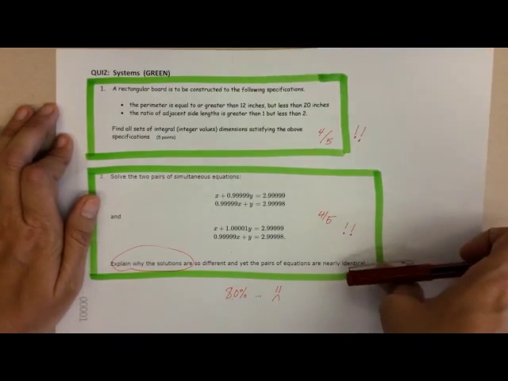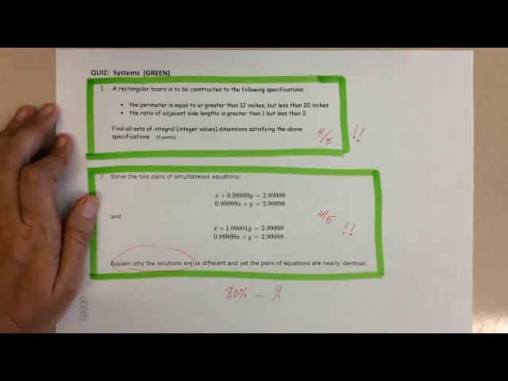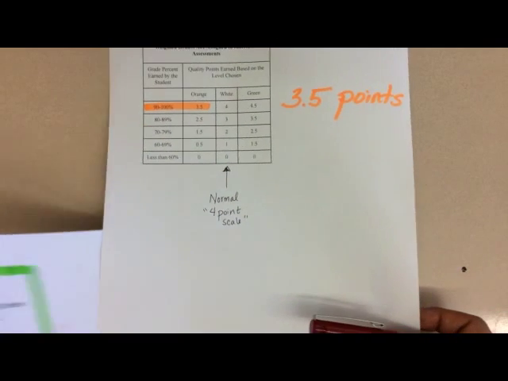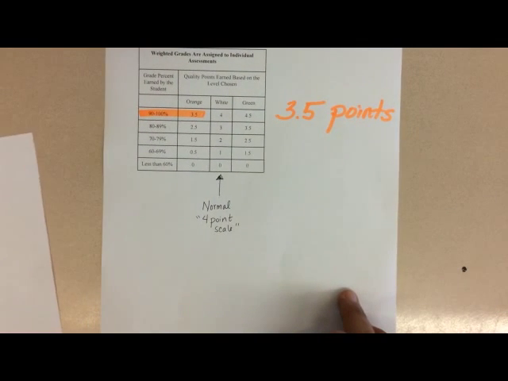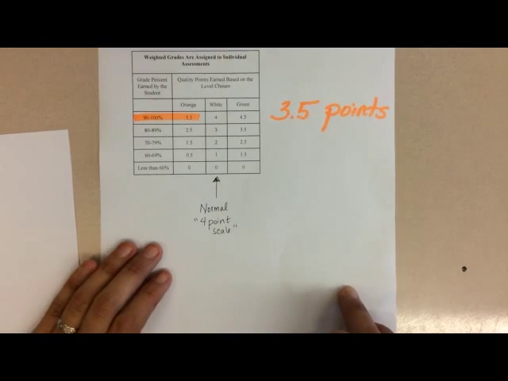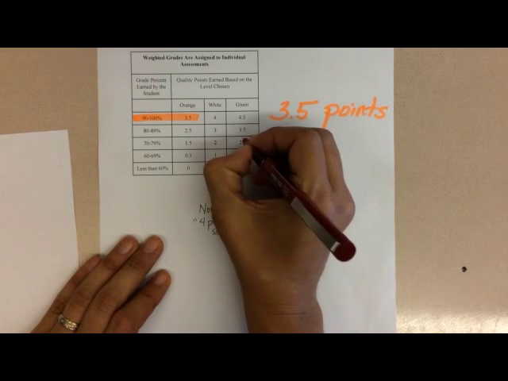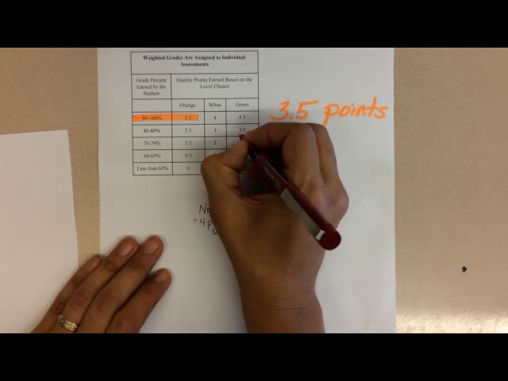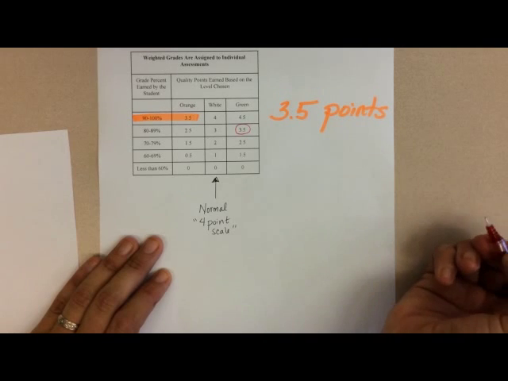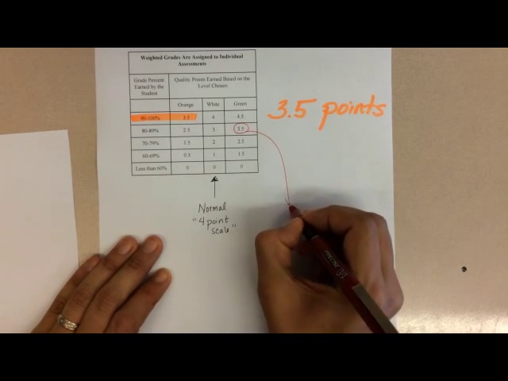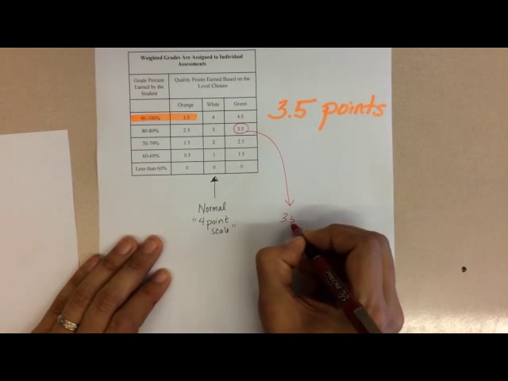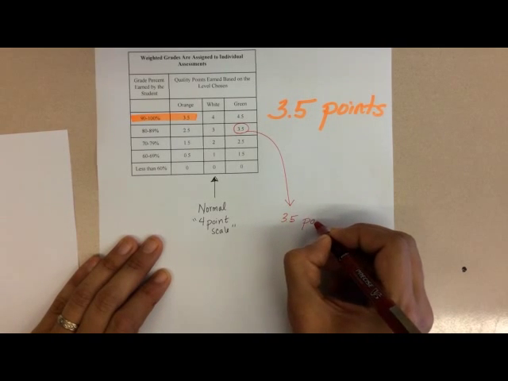the efforts that they put forward are rewarded because they earn a 3.5 here, which translates again into a B+ for their hard work.